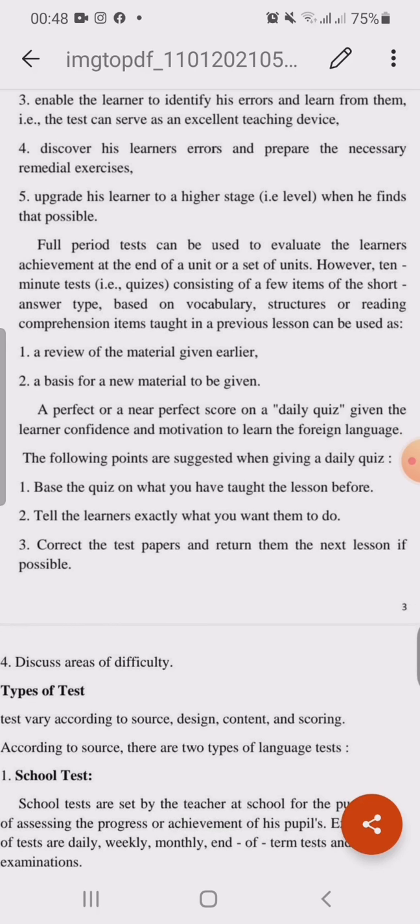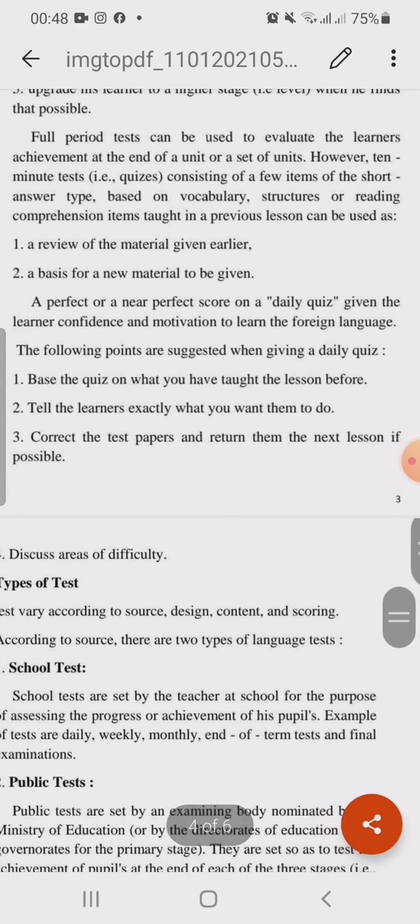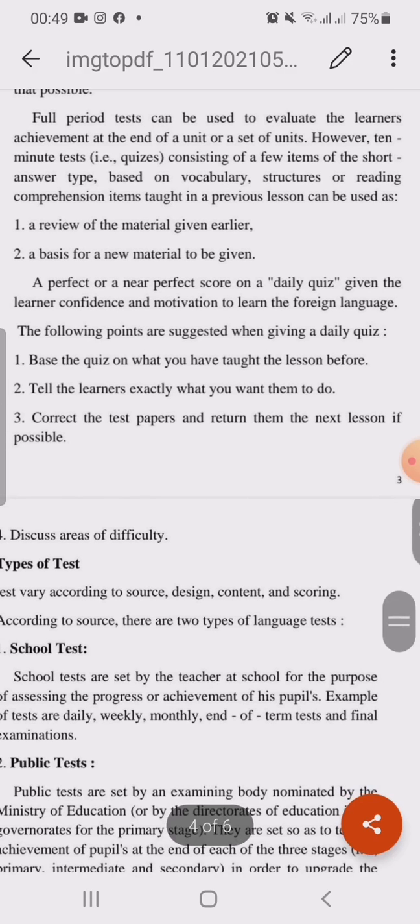Full period tests can be used to evaluate the learner's achievement، يعني اختبارات الفترة الكاملة تساعد على تقييم تحصيل الطلبة at the end of a unit or a set of units، في نهاية وحدة أو عدد من الوحدات. However, 10-minute tests, this means quizzes consisting of a few items of the short answer type، اللي تتضمن عناصر معينة من الأجوبة القصيرة based on vocabulary، تعتمد على المعاني، structure التراكيب or reading comprehension الاستيعاب.